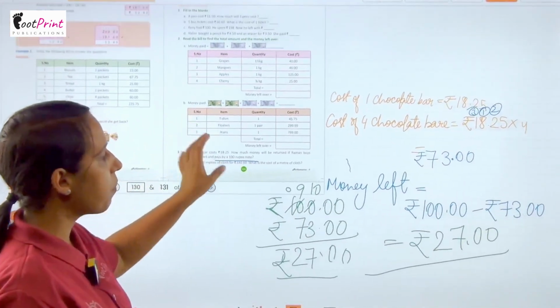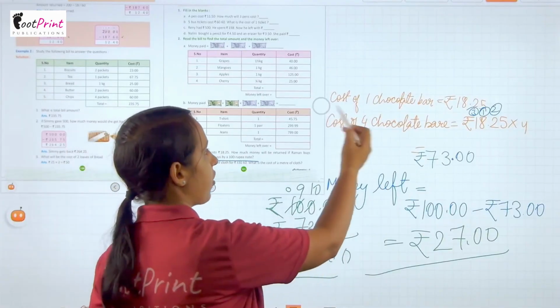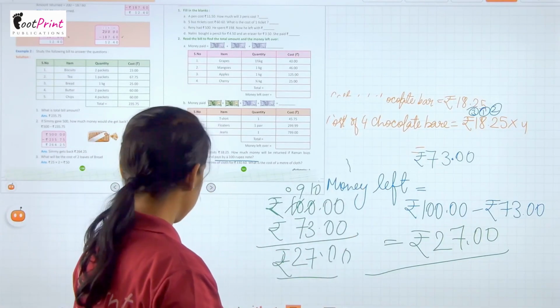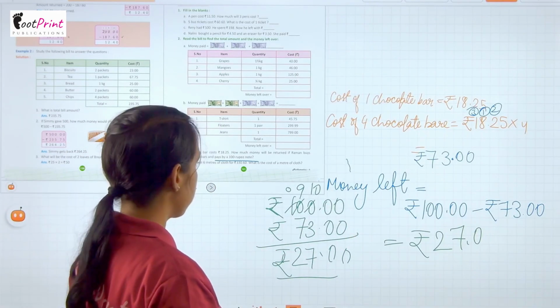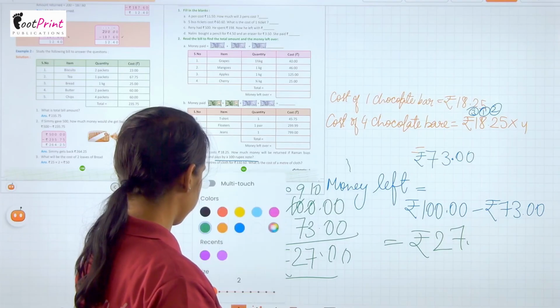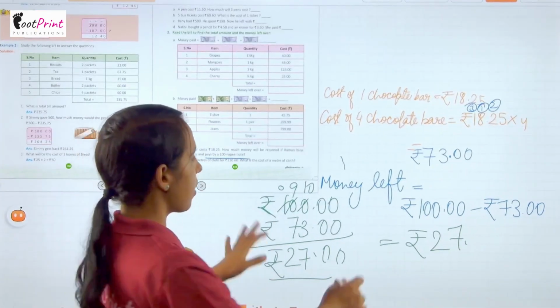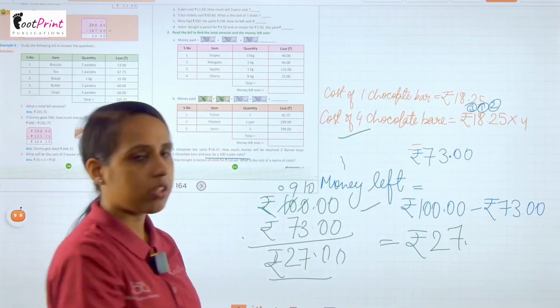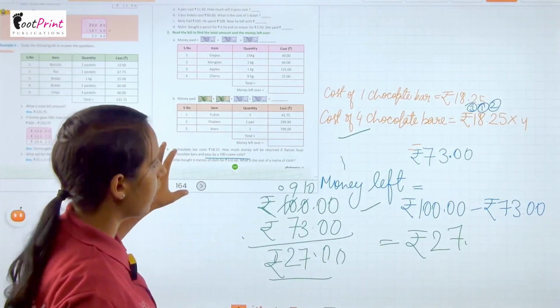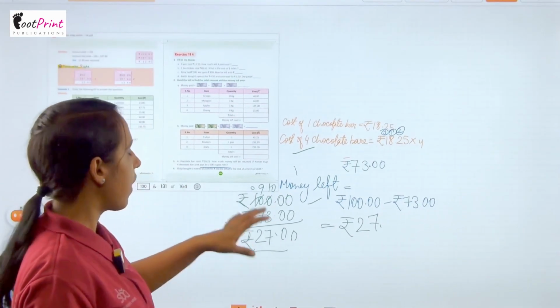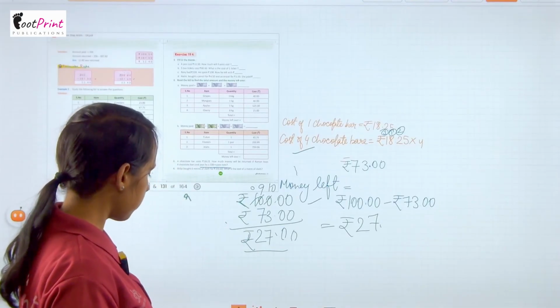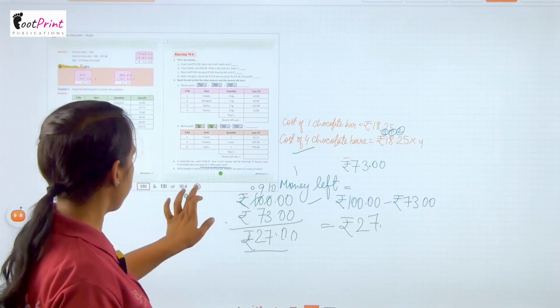Here we use two methods. So in this manner we can easily solve these questions also. Okay. So this is your answer, and now we are moving to the next one.